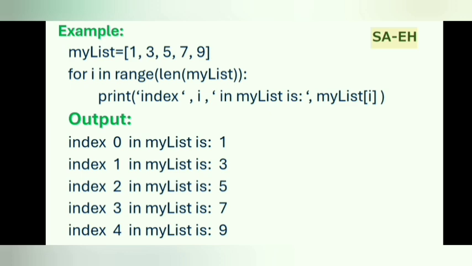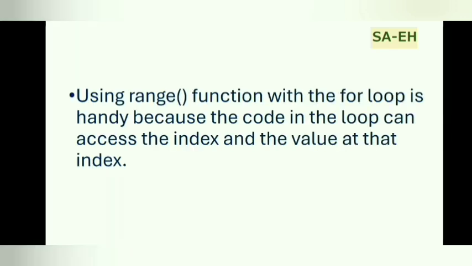For instance, in the first iteration, the i value is 0. So the print statement will display the index value 0 and the first element 1. In the second iteration, the i value is 1. So the print statement will display the index value 1 and the second element 3. This process continues until the i value is 4. Using range function with the for loop is handy because the code in the loop can access the index and the value at that index.